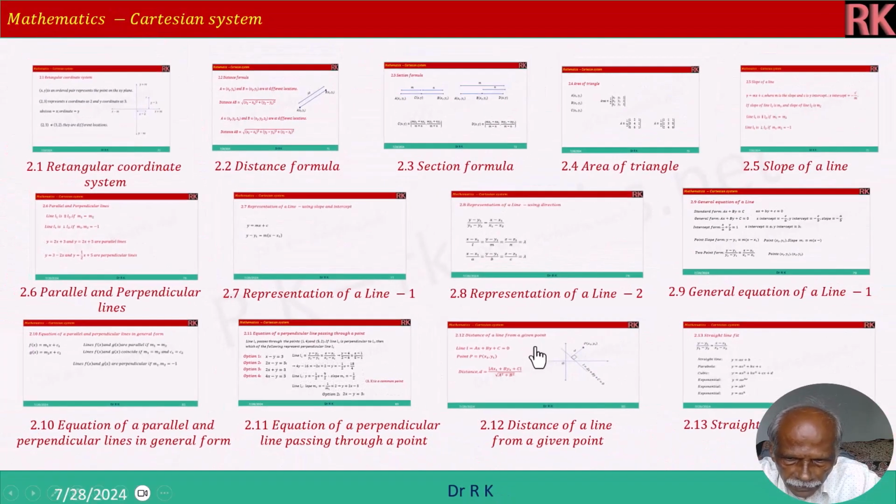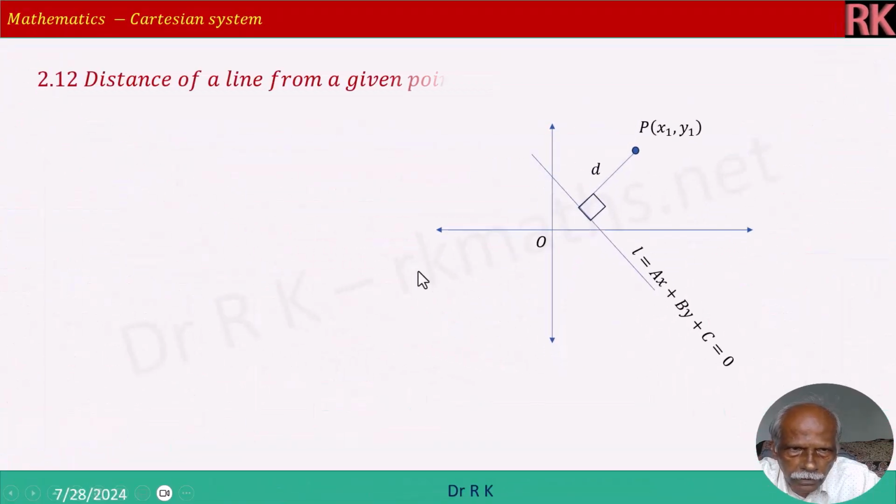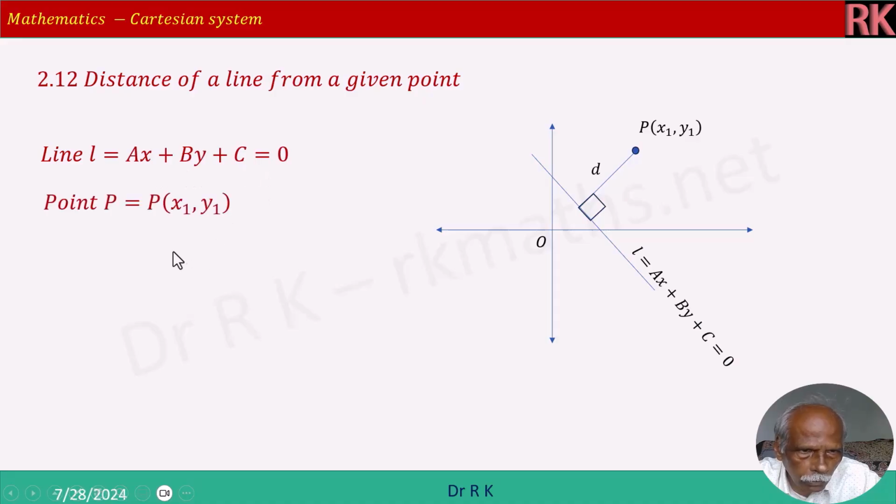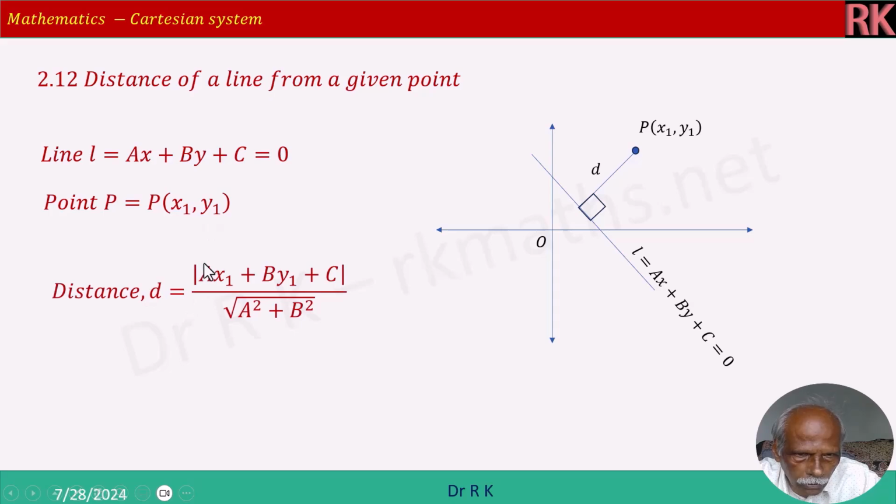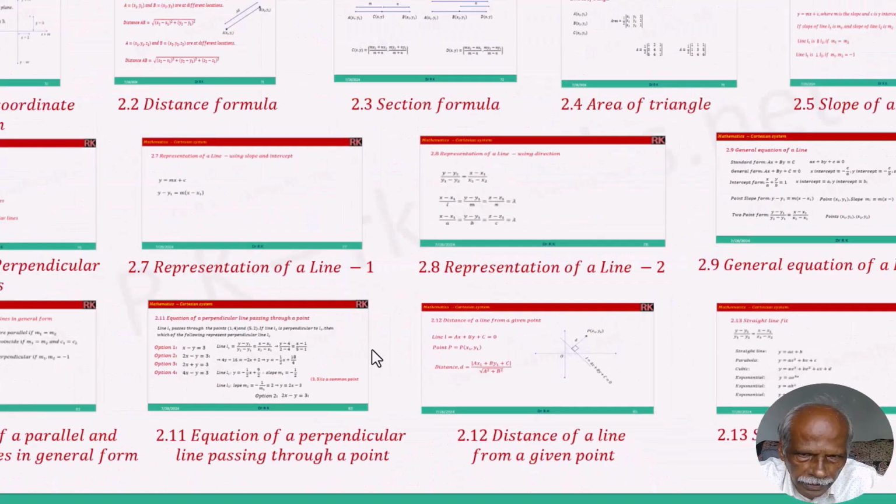Then we will see distance of a line from a given point. The line is given by ax plus by plus c is equal to 0. The point is given by (x1, y1). Distance d is equal to the modulus of ax1 plus by1 plus c, divided by the root of a squared plus b squared. Distance has no sign, therefore you take the absolute value of ax1 plus by1 plus c. a, b, c are obtained from the equation of the line. x1, y1 are obtained from the point given. Substitute, and you get the answer.